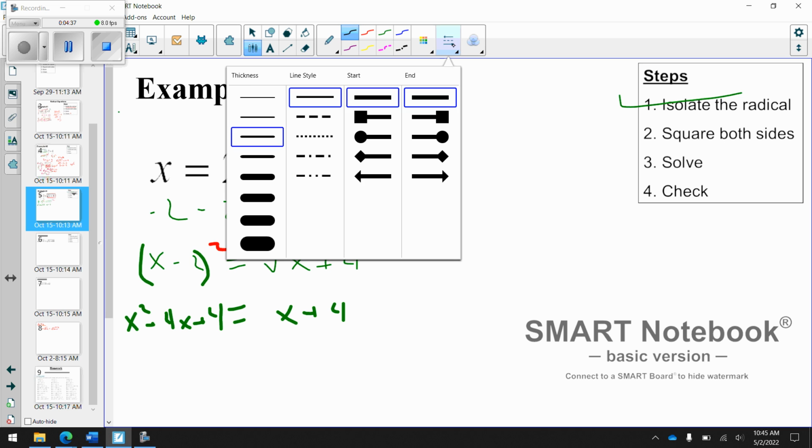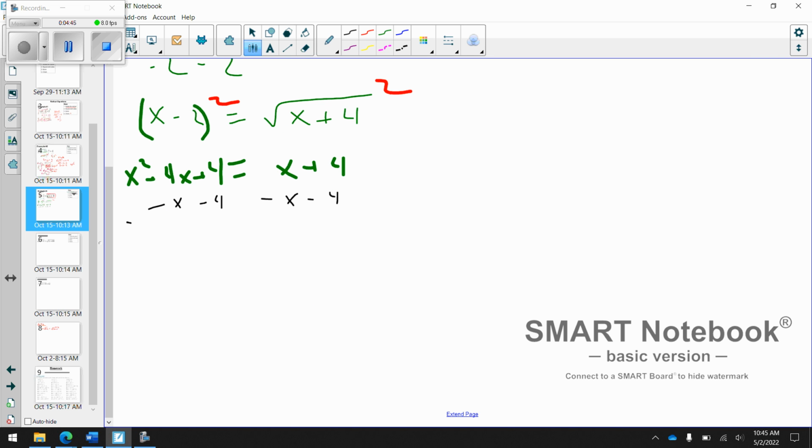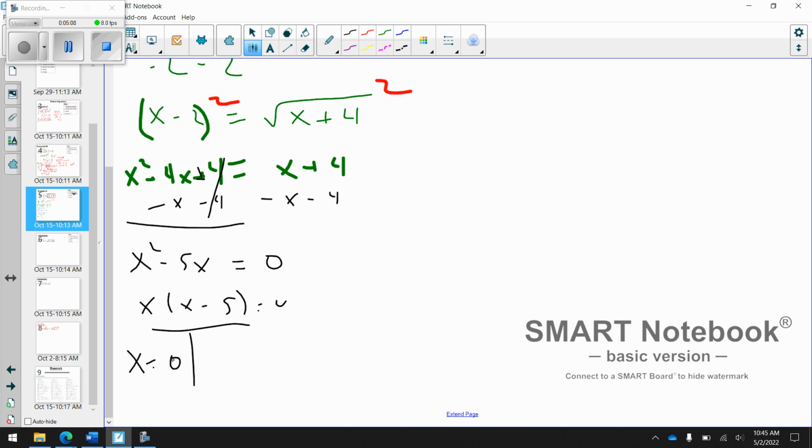Okay, anytime we have an x squared, I need to get everything over to that side. So I have x squared minus 5x. Oh, that was a plus. So those cancel. So I just get that. Okay, so now I got to factor that. x times x minus 5, set it up. So I get x is 0 and x is 5. I think those are both my answers.